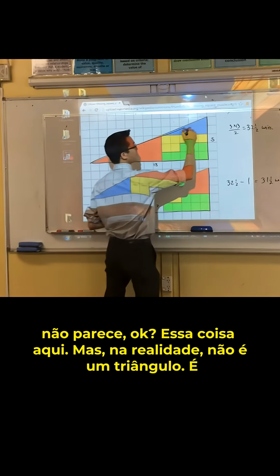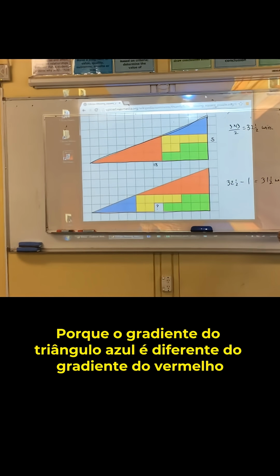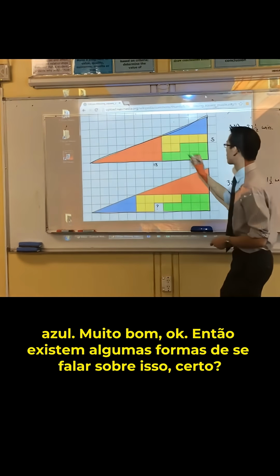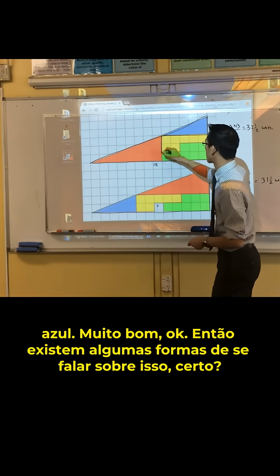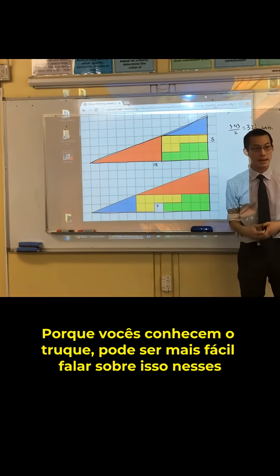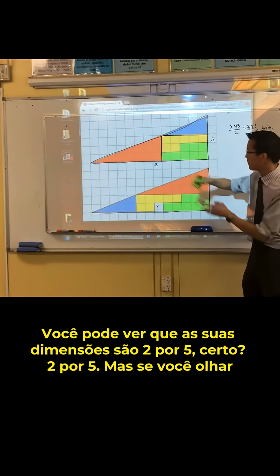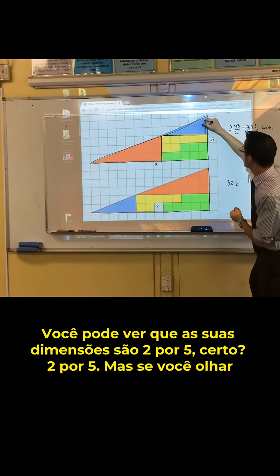Do you want to give us some more detail, Raphael? Because the gradient of the blue triangle is different to the gradient of the red. Very good. Okay, so there's a couple of ways you can talk about this, right? Because you guys know trig, it might be easiest to talk about it in those terms, though you can see it without, okay? Have a look at the blue triangle. You can see that its dimensions are 2 by 5, right? 2 by 5.